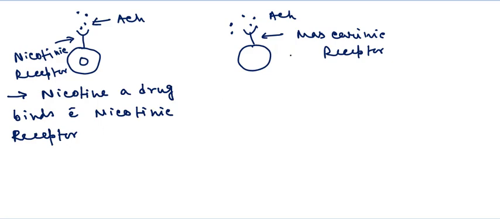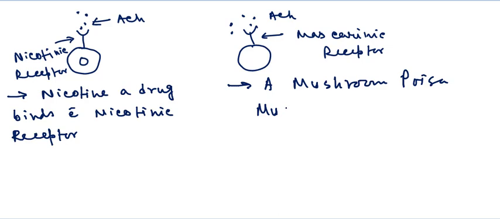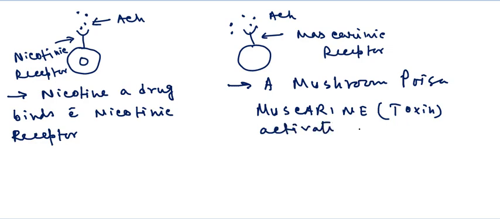And the muscarinic receptor is named after a mushroom poison known as muscarine. This is a type of toxin that activates this receptor, and muscarine also mimics the function of acetylcholine.